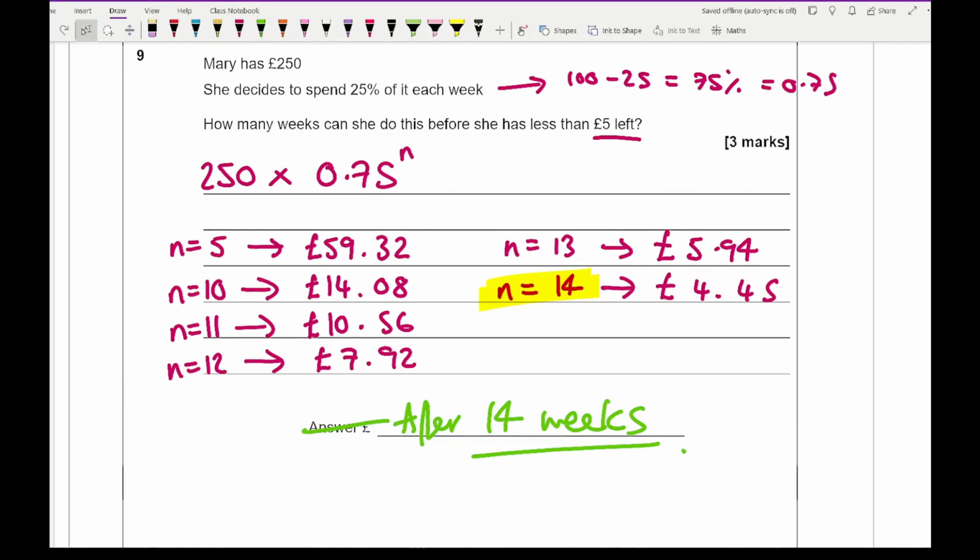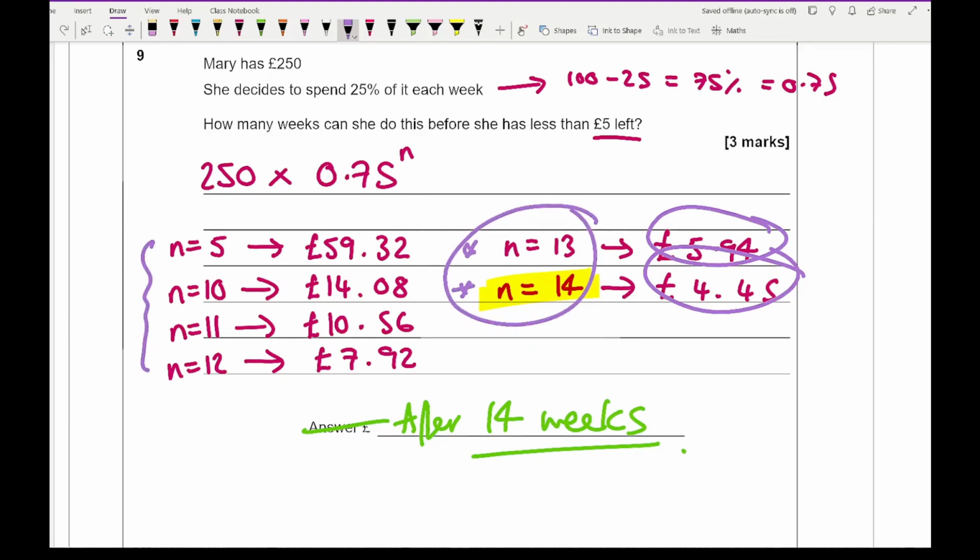Now for this particular question, although we're guessing values, you need to make sure that for 3 marks you give at least 2 or 3 values, and it's really important that you go for a value that is both above £5 and below £5. So it's really important that you include, when you've substituted, n equals 13, n equals 14 and any other value between those, but these two are the most important ones, and then the final answer of 14 should be good enough for you to get the 3 marks.